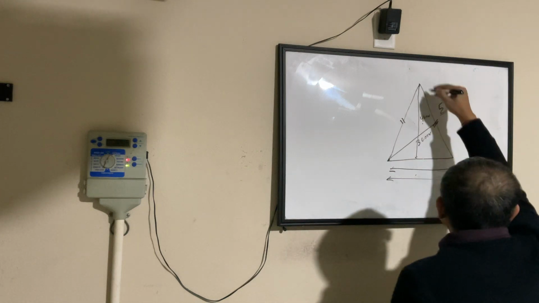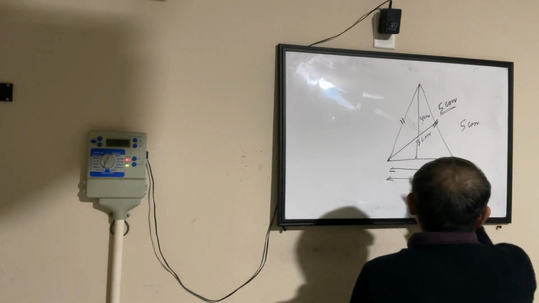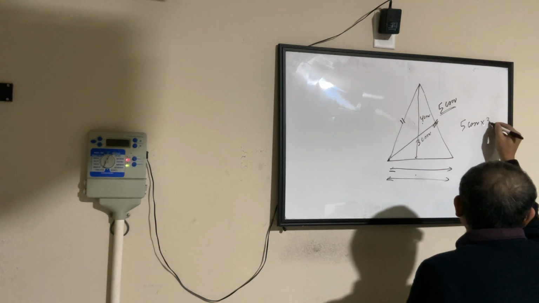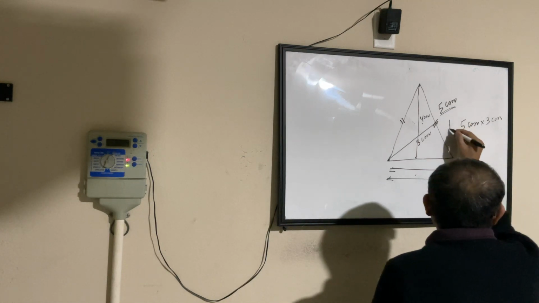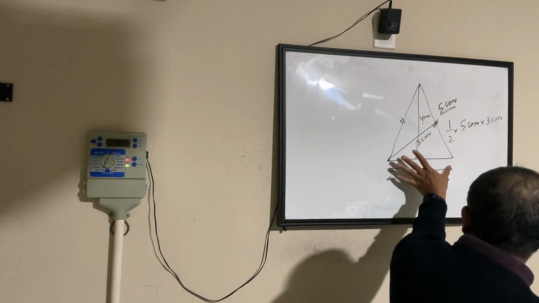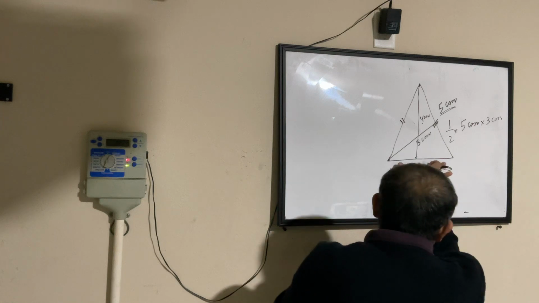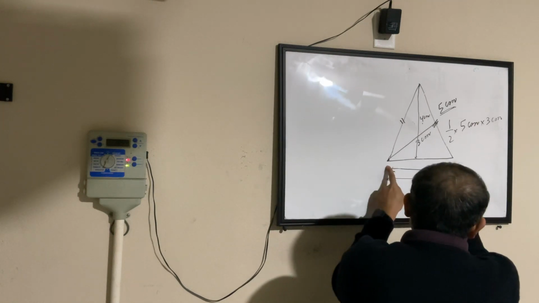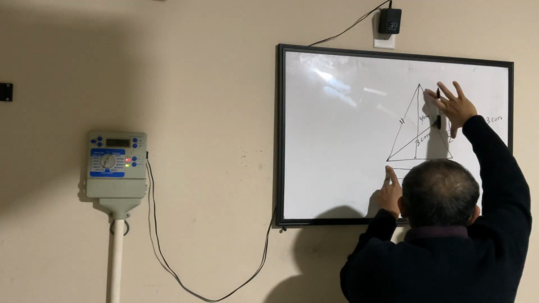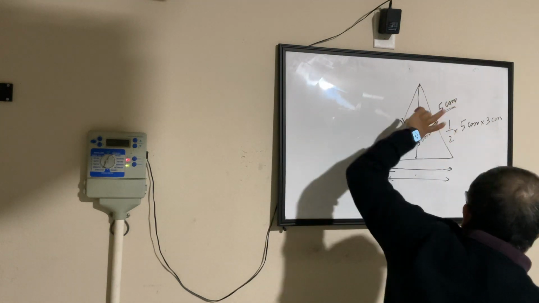What is the base given to me? 5 centimeters. What is the height here? 3 centimeters. My area is half into base into height. I can take this as a base, I can take this as a base, as long as I have the height. Why did I not take this as a base? Because I did not know the length of this side. I was only given this side's length and I was given this height. So I took this as a base and this as a height.